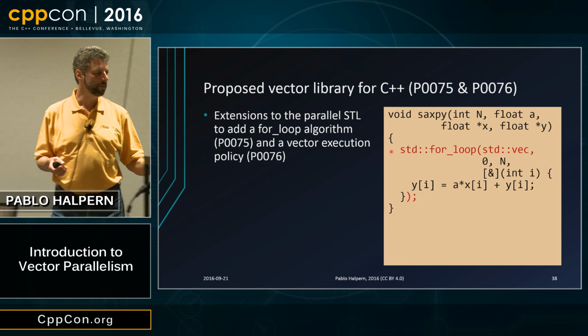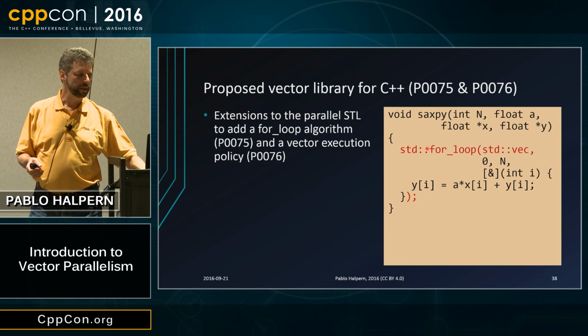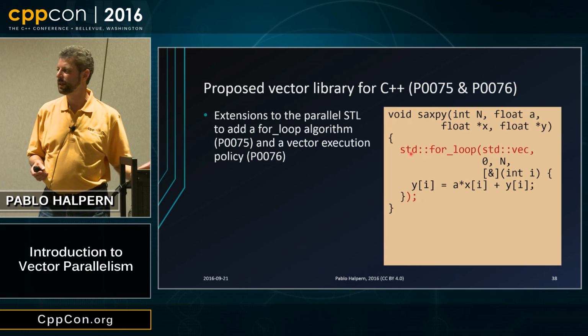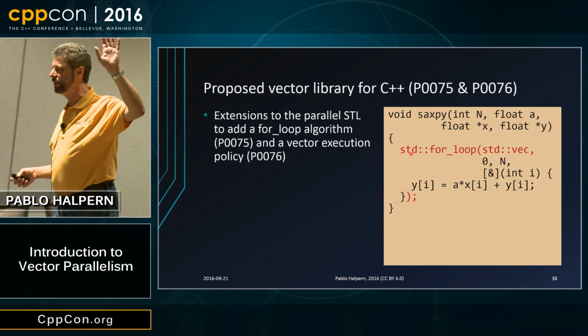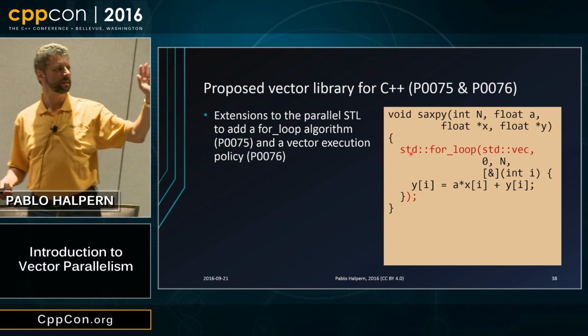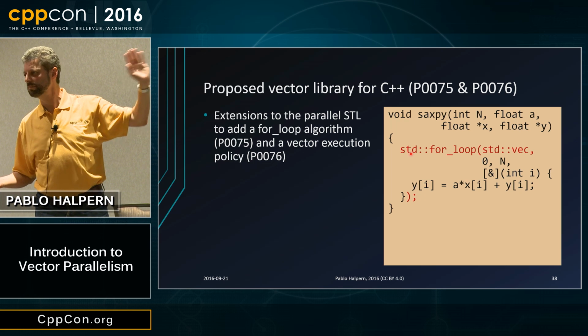So what this is using is a syntax that looks like a function call, because it is a function call. It's a function template, for_loop, which works kind of like the parallel STL. I don't know how many people here have been exposed to at least the basics of how the parallel STL looks. Okay, about half of you.